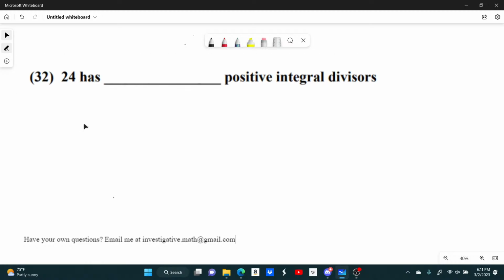Okay, 24 has how many positive integral divisors? This one, you've got to know how to take a prime factorization. I'm going to assume that you already know how to do that. The prime factorization of 24 is 2 cubed times 3 to the first. To find the number of positive integral divisors, you take each of these exponents, 3 and 1, add 1 to each of them to get 4 and 2, and then multiply them. So 24 has 8 positive integral divisors. It's a lot faster than counting them, at least in my opinion. So that's that.